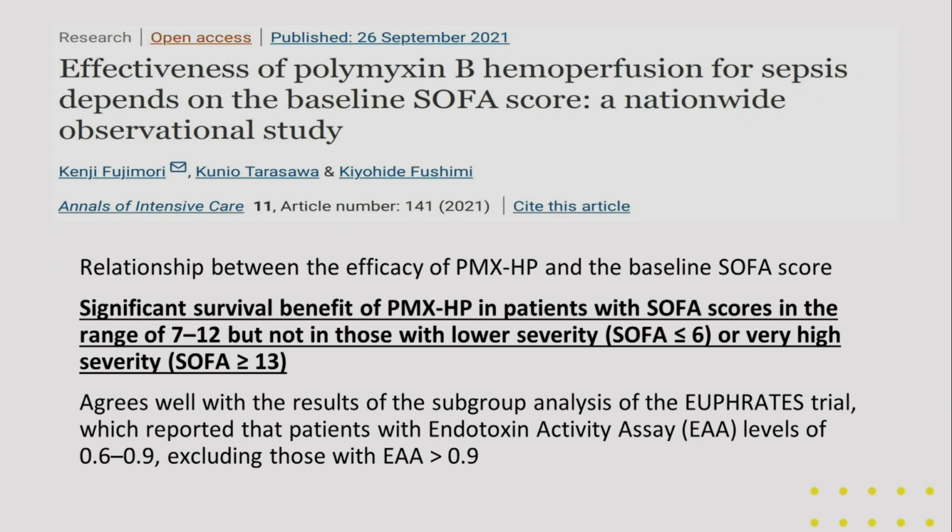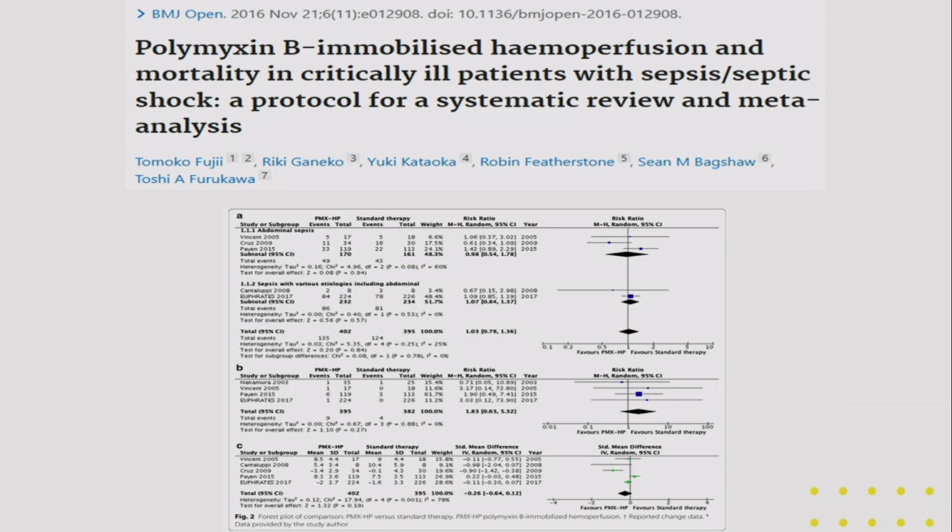When the SOFA score was checked, it was not EAA, the endotoxin assay, not there. It's a syndrome count. When the SOFA score was checked, it gave us the same benefits. And with this, it's a very busy slide. I'll just tell you, it is still a work in progress. So now the focus has changed from the endotoxin biomarkers to the severity.